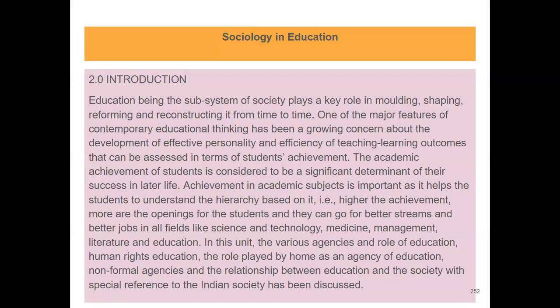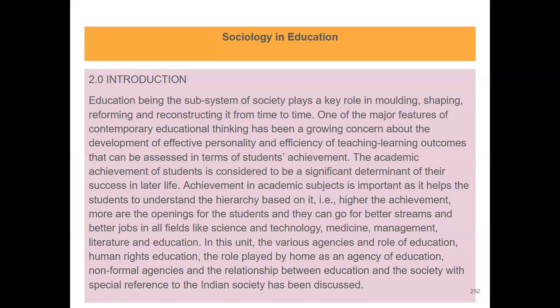So first we'll see what is education. Actually, education is a subsystem of society, and it plays a key role in molding, shaping, reforming and constructing the society from time to time. Actually, education is the former or the builder of the society.